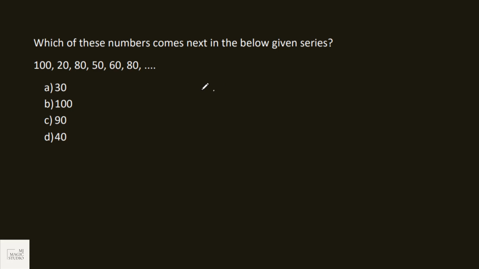Okay, so this one is again a number series. Which of these numbers come next in the given series? We can see we have 100, then it is 20. It is again increasing to 80, then 50, then 60, then 80. Obviously, this is a mix of at least two series. Let us check. By skipping one number, that is the best fit to do this.